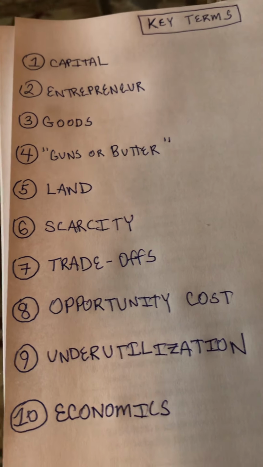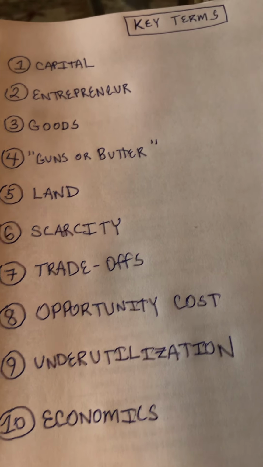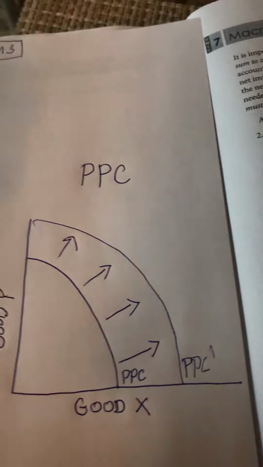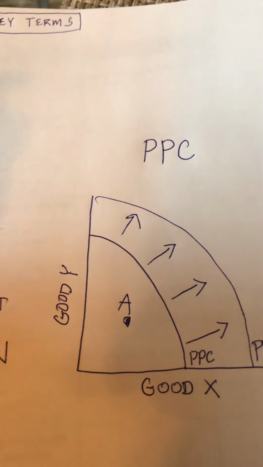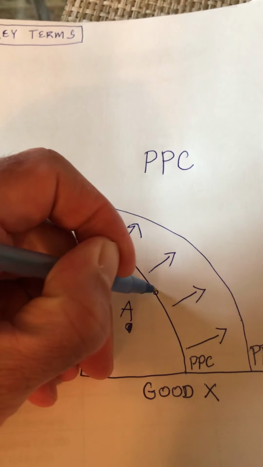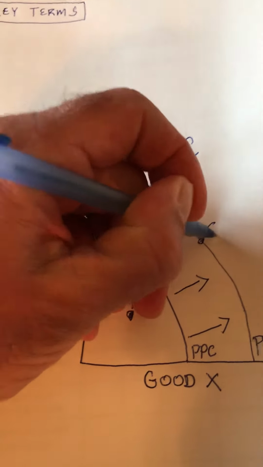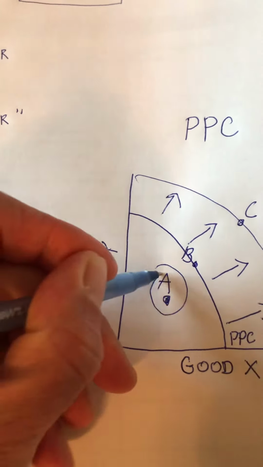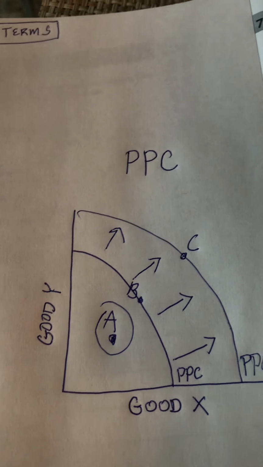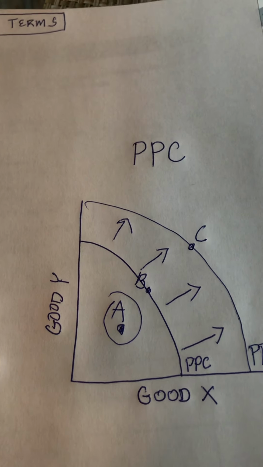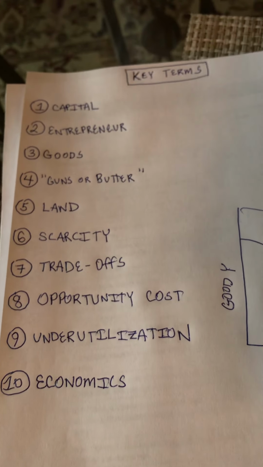Next up is underutilization, and that's not utilizing resources effectively. So going back to our PPC graph, if we are here at point A and we should be on the curve at point B or extending the curve to point C, at point A we are underutilizing. And that usually means we're not utilizing our resources such as labor. So we have unemployment in the economy. So that's what underutilization references.